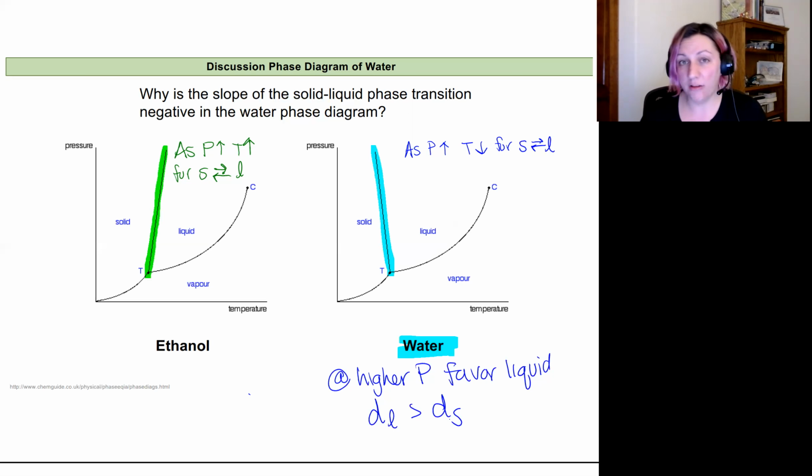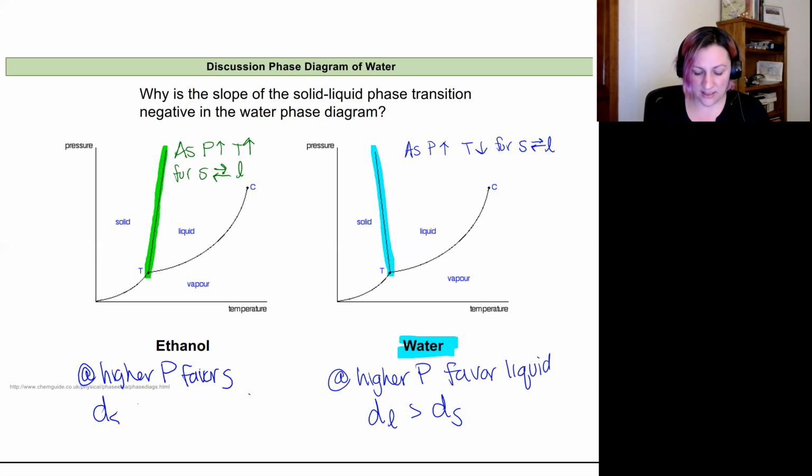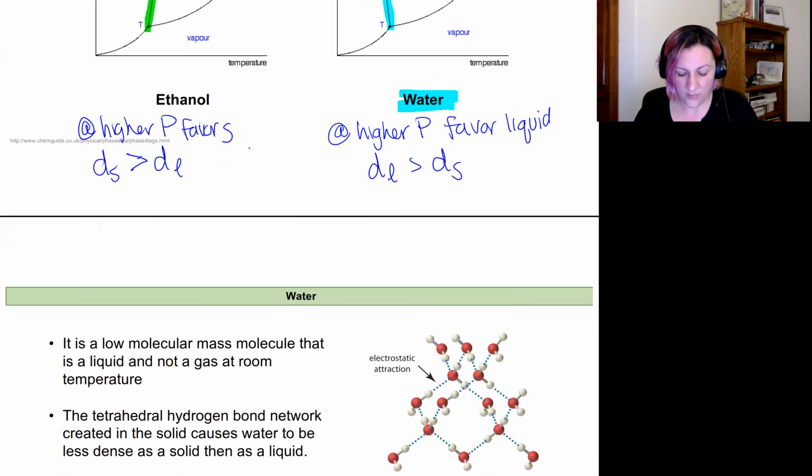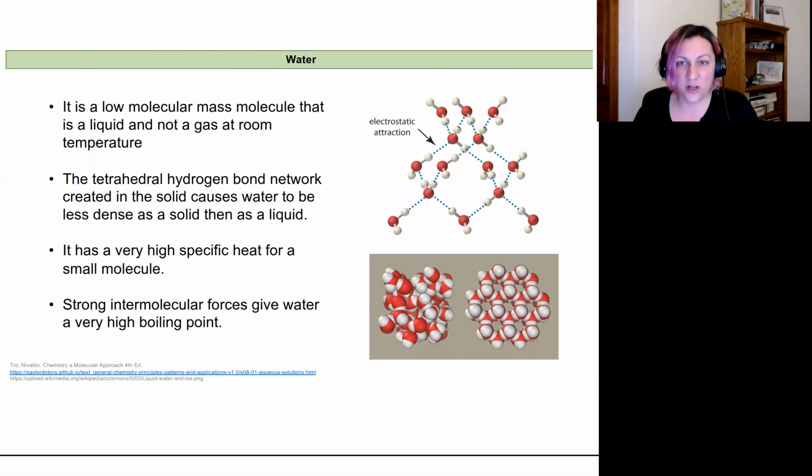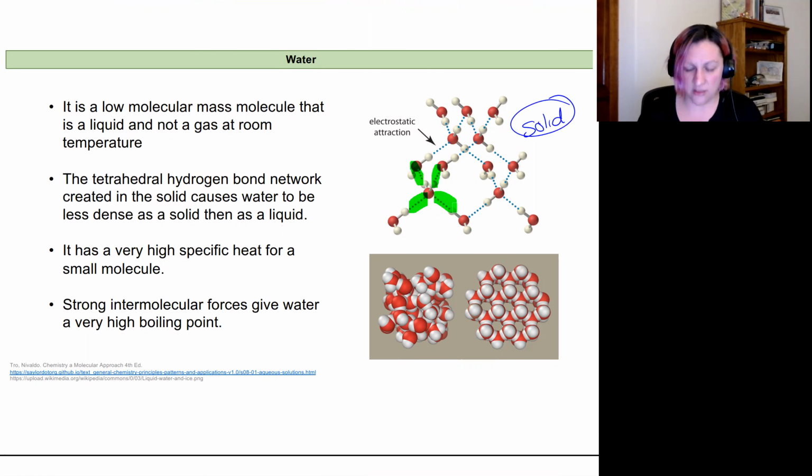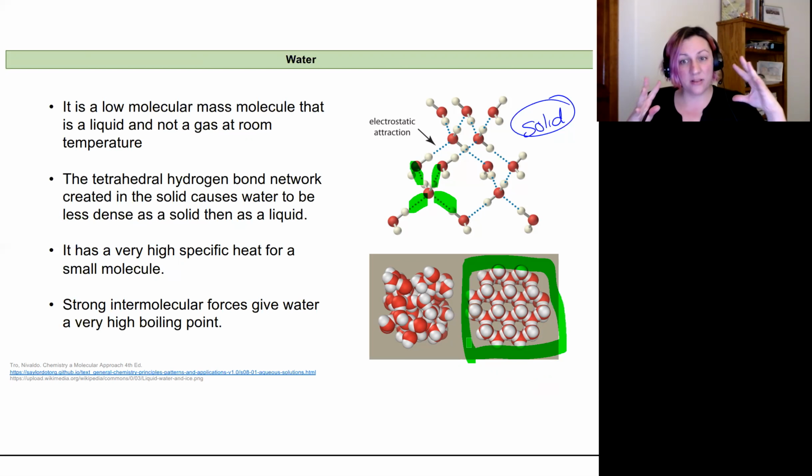And now for all other compounds that you're going to see, at higher pressure, it's going to favor the solid, because the density of the solid is greater than the density of the liquid, as we would expect, right? And so water is kind of magical in this way. And I mean, water is magical in a lot of ways. So here's that structure again that we showed earlier of it in the solid state, where it's forming these 4 different interactions with other molecules, creating this tetrahedral shape. And so it's this highly ordered but spaced out solid structure compared to the liquid.